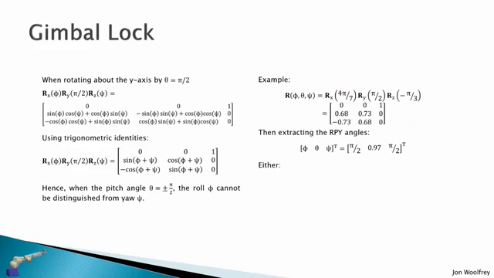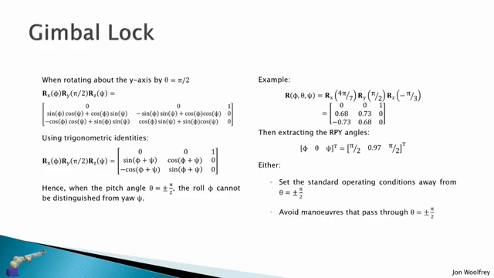So what we have to do is either set the standard operating conditions of our robot away from theta equals plus or minus pi on 2, or we just avoid maneuvers that pass through theta equals plus or minus pi on 2.